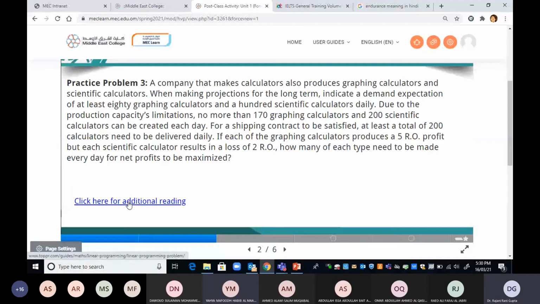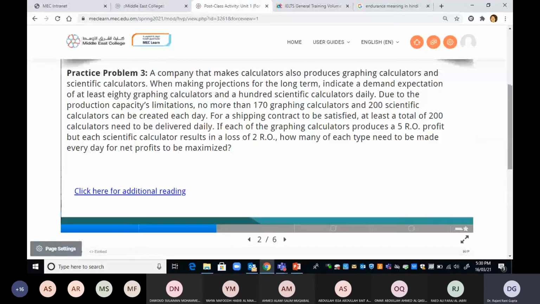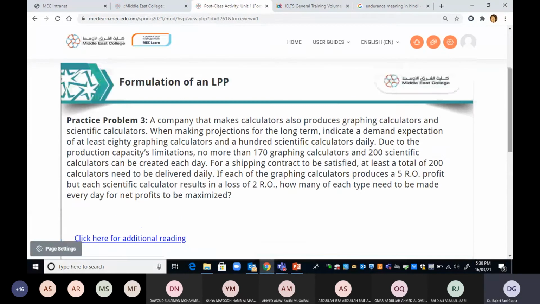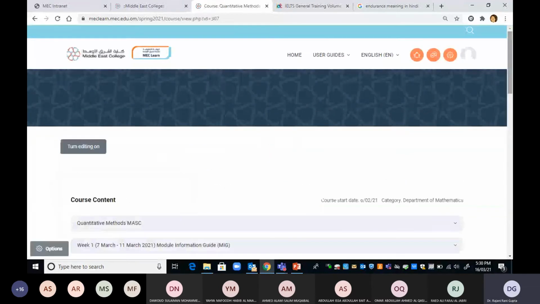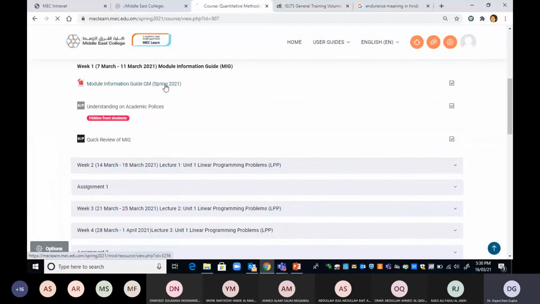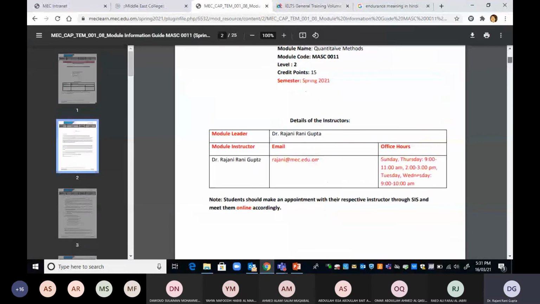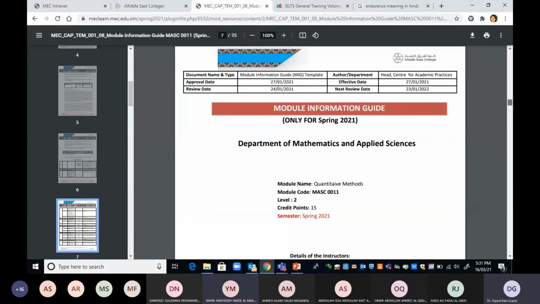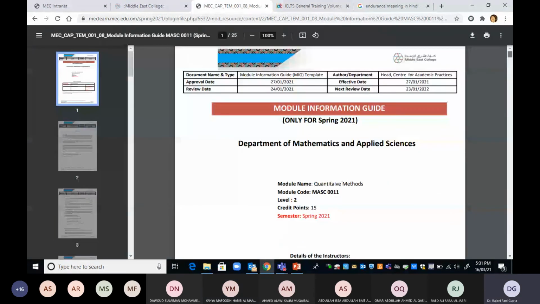In addition to that, if you need more, we have a textbook. I have already mentioned the textbook in the MIG, Module Information Guide, which is available in week 1 itself. So you will get the material from there. You will get some more questions from the Module Information Guide. The book is available here, the textbook name. You can also find it in the library. It is available in the library as well.